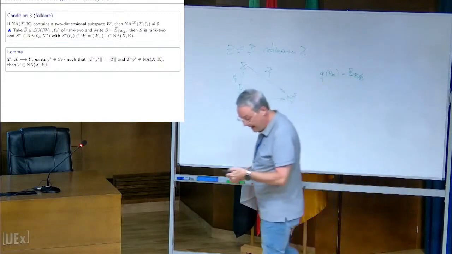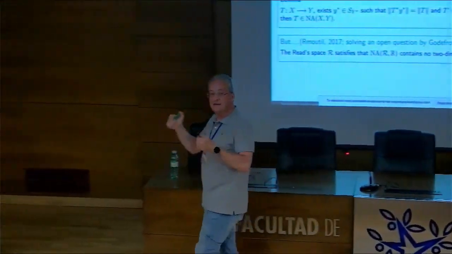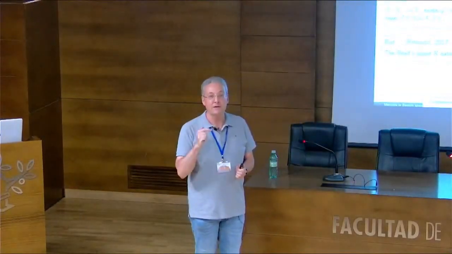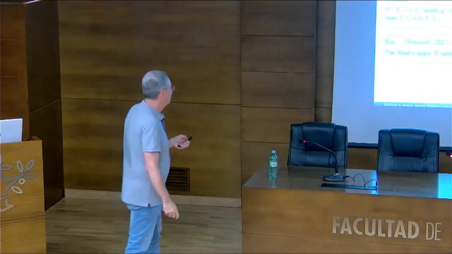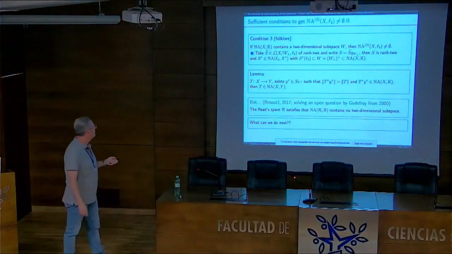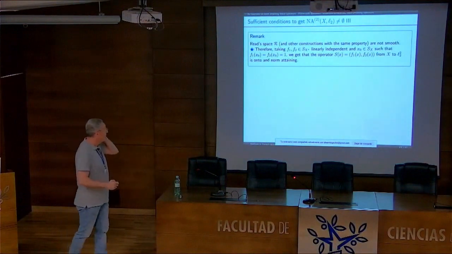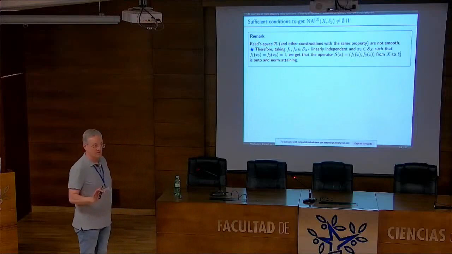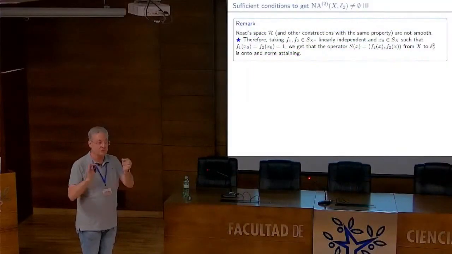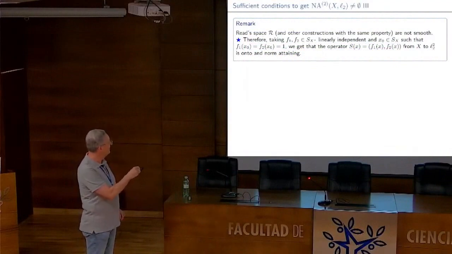But Rmoutil proved that the Read space satisfies that the set of non-attaining functionals contains no two-dimensional subspaces. Problem. How to work? What can we do next? Well, the last finite condition. First, Read space and other constructions of the same kind of norm are not smooth. But if the Banach space is not smooth, this means that there is a point at which two functionals attain the norm at the same point. But then it is obvious that this operator is rank 2, because they are linearly independent and attain the norm.